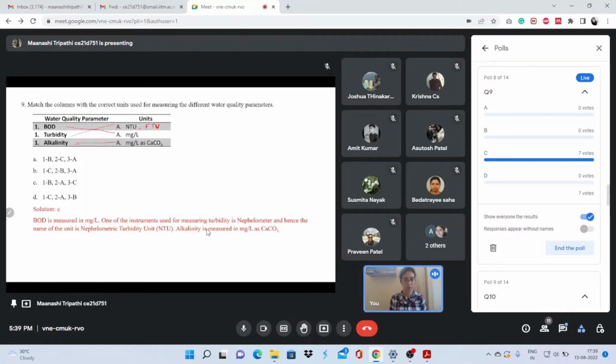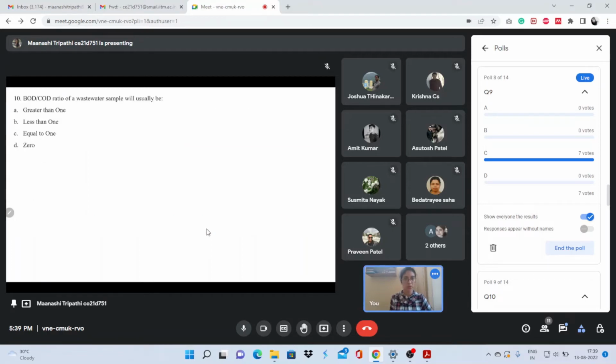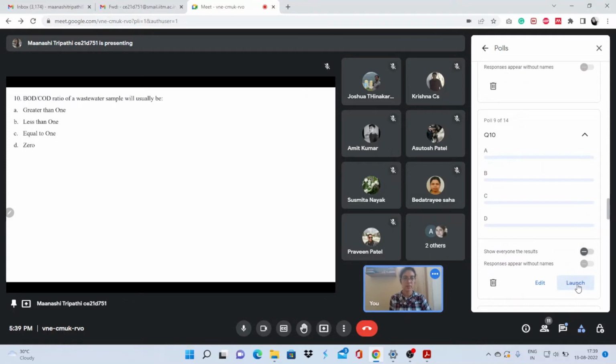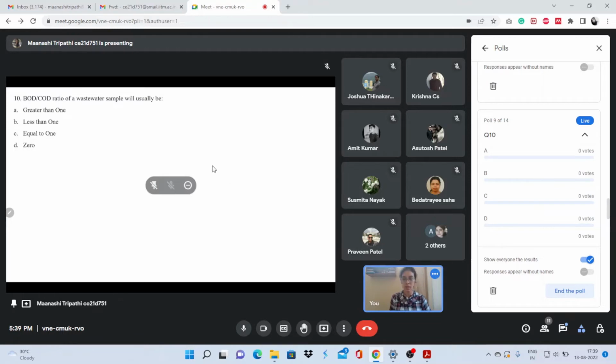So moving towards the next question, question number 10, and these are the polls for question number 10, and you can see the result as well. BOD by COD ratio of wastewater sample will be usually... think.